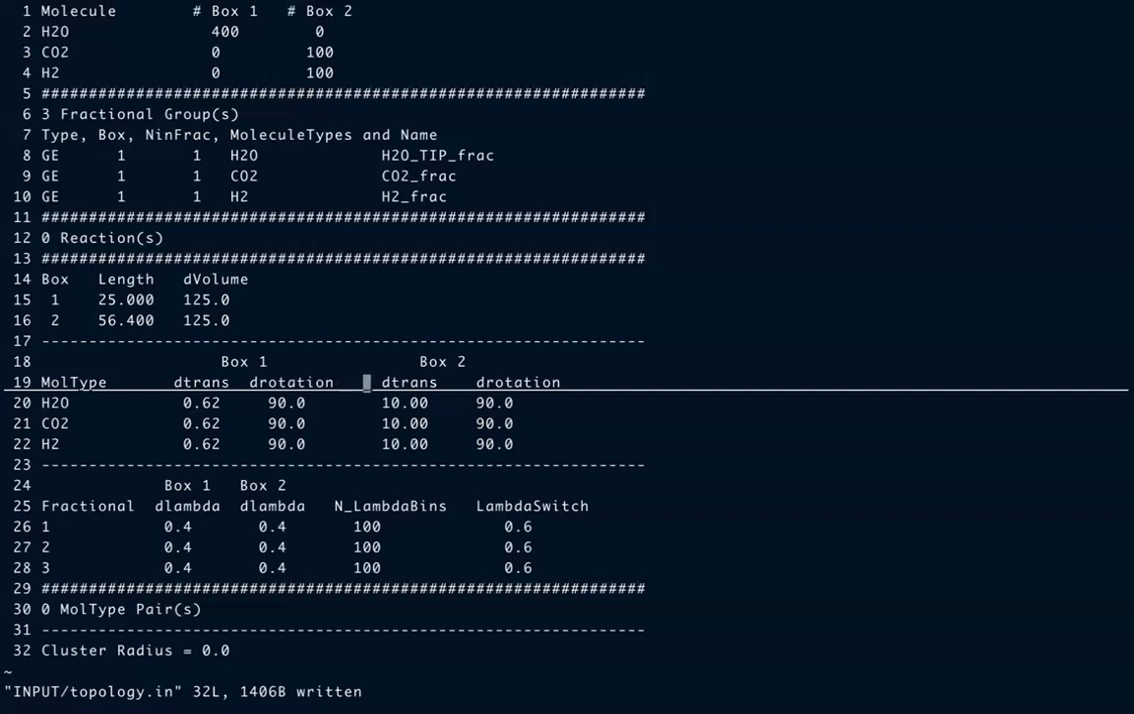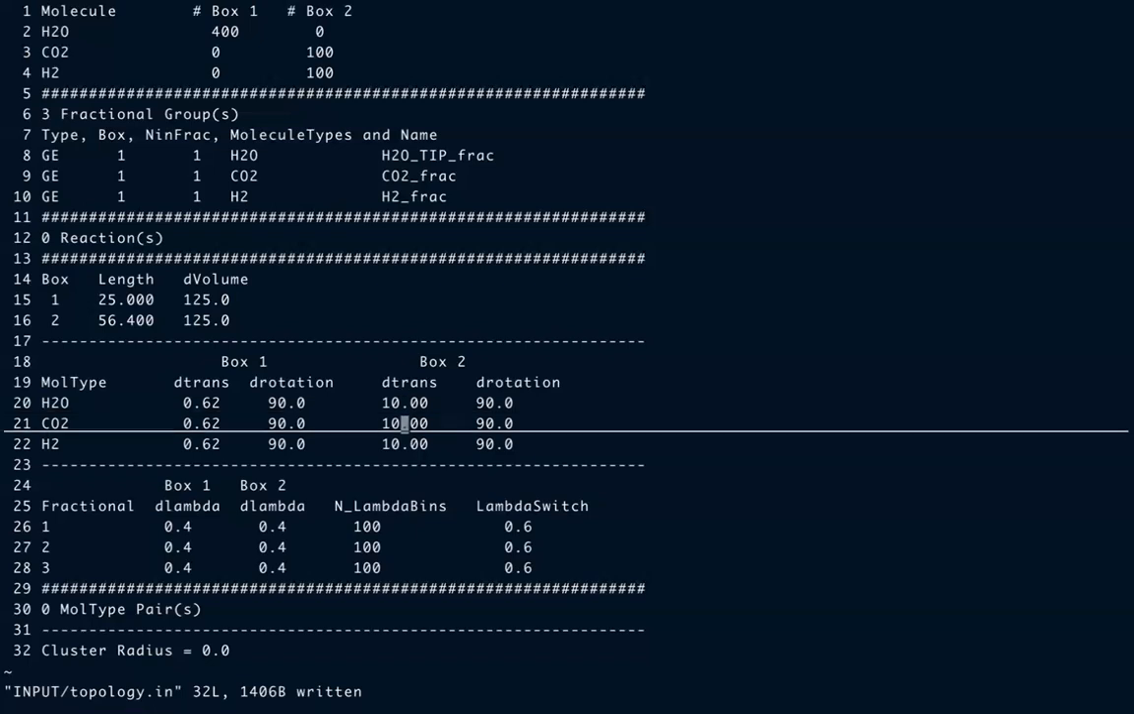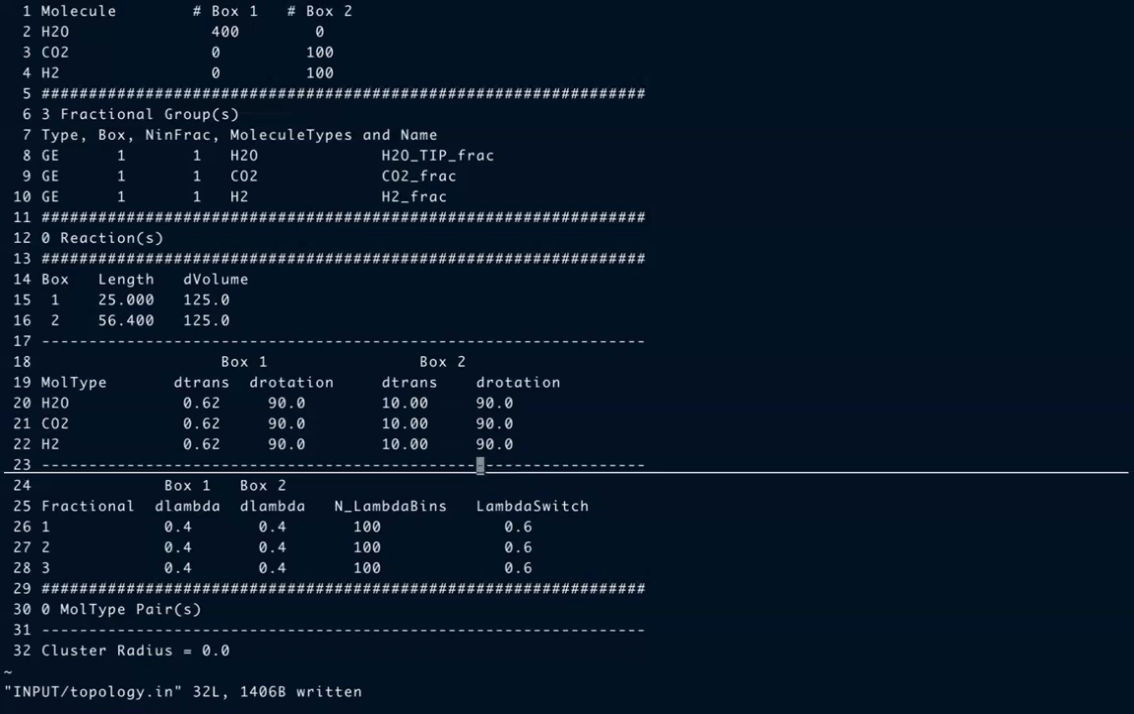In box 2, you see that the maximum translation is 10. And the reason for giving such large translation distances is because it's a dilute phase, which means that you have more vacant spaces in the simulation box, which you can then translate. Similarly for CO2 and H2, and also here the rotation is 90 degrees. Like I said, the values which you prescribe will be overridden after the initial phase of the simulation, such that the simulation can ensure a 50% acceptance rate. So these are just the starting values.